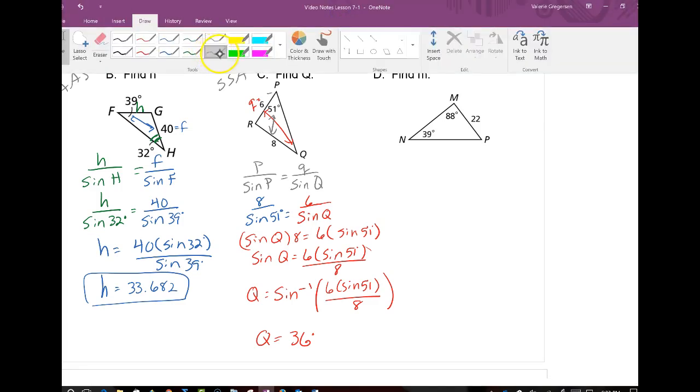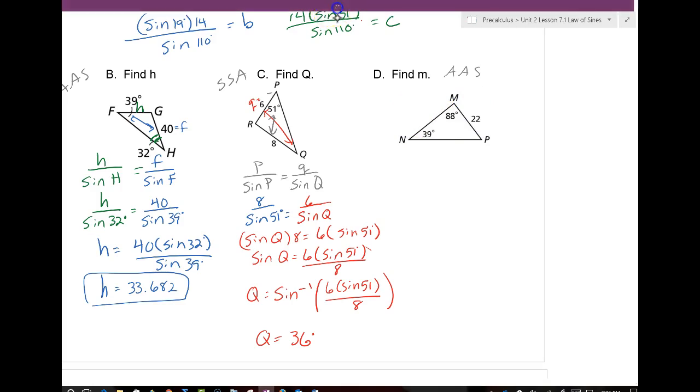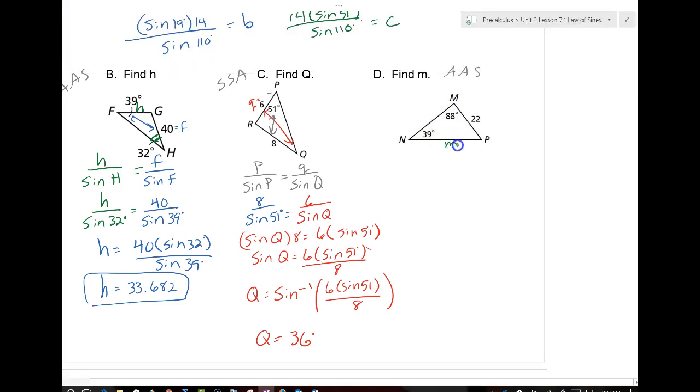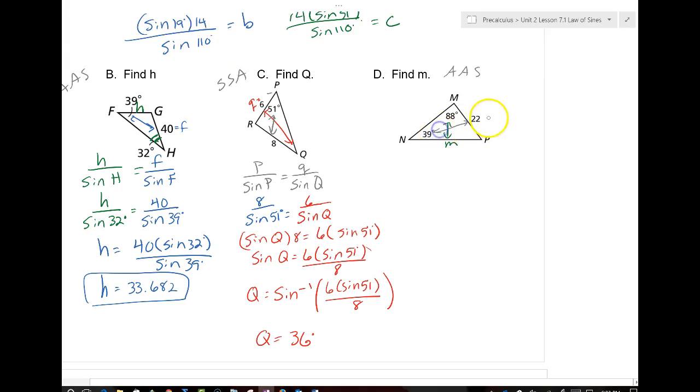So let's look at our next one. So here we have 39, 88, 22. So I have an angle, and I'm given a side. So we're given angle, angle, side, so we know we can solve for it because we have 2 angles and a side. Okay, I'm looking for little m here. So I know these are going to be my opposite angle and sides, but I'm given which 2? I'm given N and little n. So really my proportion I'm going to use, because I can use the law of sines, is m is to the sine of M as n is to the sine of N, so angle N. And then we just plug in our values.